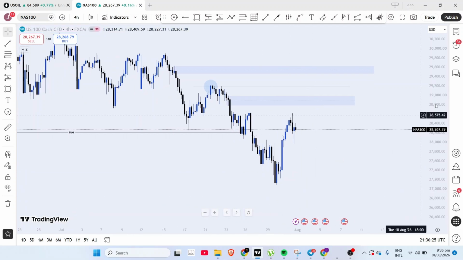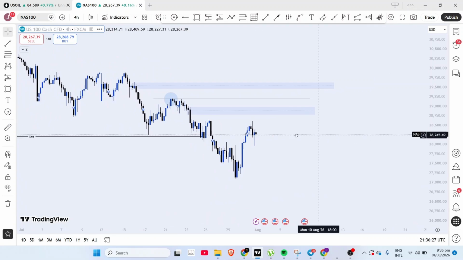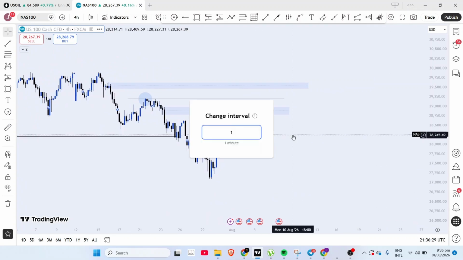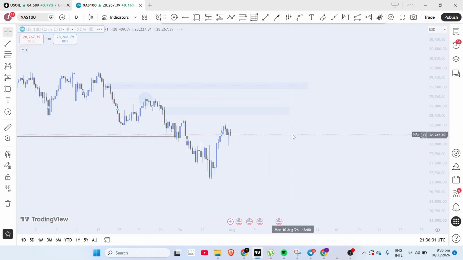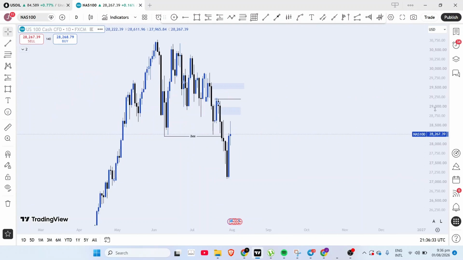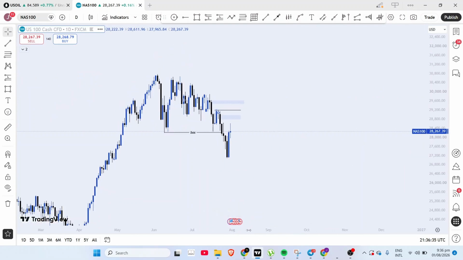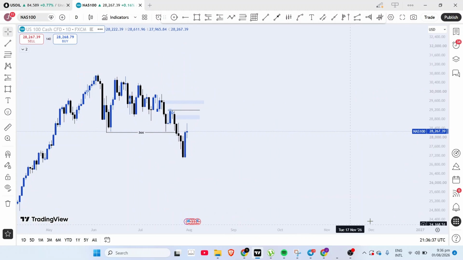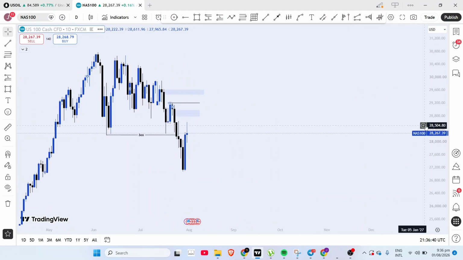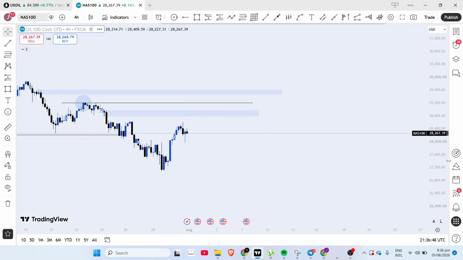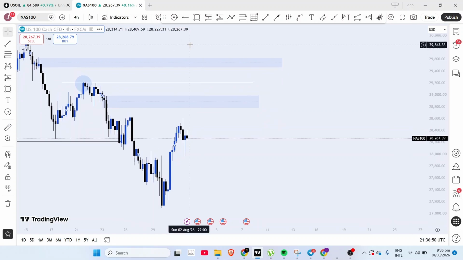This is NAS100, and we will start our analysis from a daily time frame. Last week on NAS100, we came to understand that price was moving bearish, as you can see from here. On the 4 hour, the daily was bearish, so on the 4 hour we're looking to take an entry from any of these points of interest.